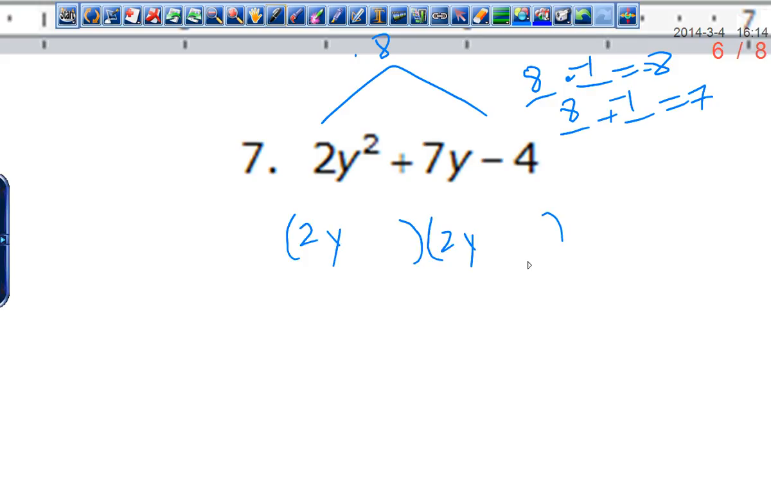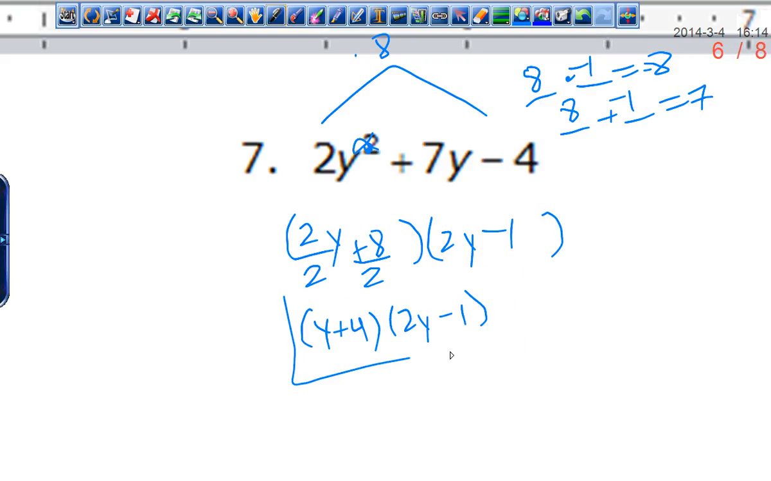Step 2 says to rewrite the first term without the squared, and then we use our two numbers, so plus 8 and negative 1. The other half of step 2 is if you can divide both of these by something, you need to do that. Now these aren't divisible by anything, so I get y plus 4 and 2y minus 1. That's the magic method.